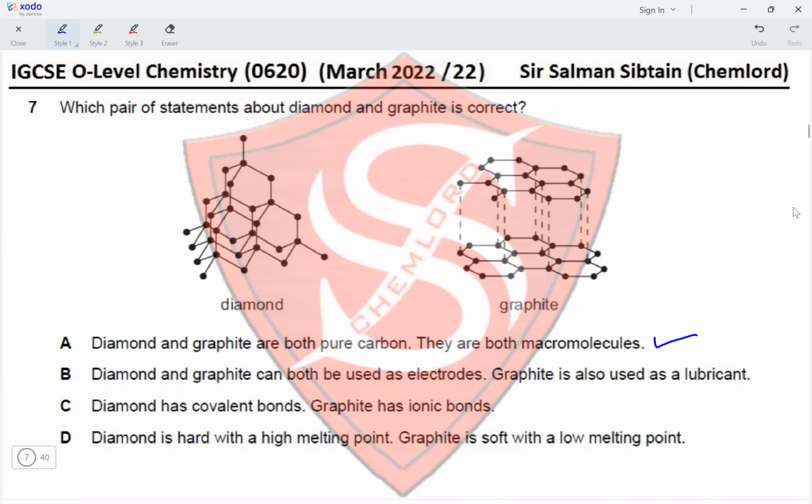Diamond and graphite can both be used as electrodes. No, diamond cannot be used as an electrode. Graphite can. Graphite is also used as a lubricant. Yes, this statement is correct. But diamond being used as an electrode makes this option incorrect.